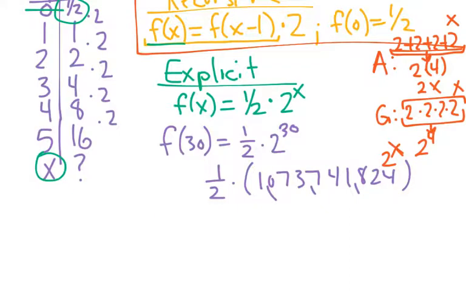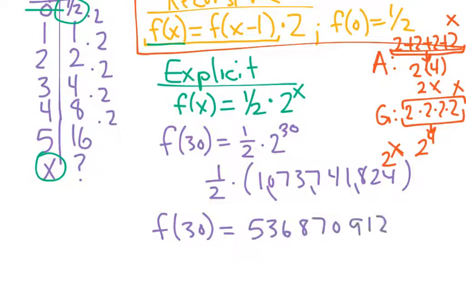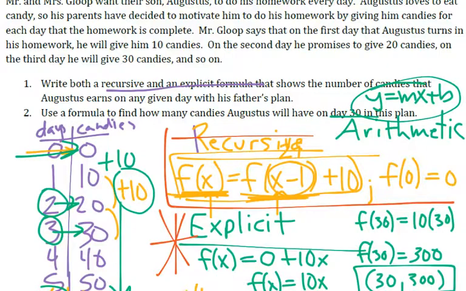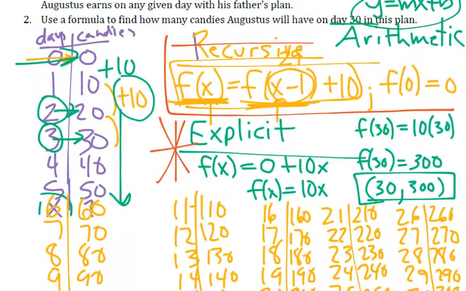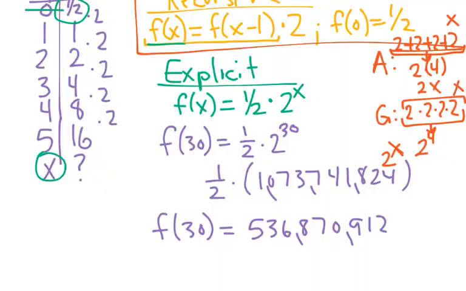1,073,741,824. So you times that by 1/2, or divide by 2, that's the same thing, and we get this number. So we get 536,870,912 pieces. So you can see there's quite a big difference between this geometric pattern and this arithmetic pattern. Okay, 300 as opposed to 536 million candies.